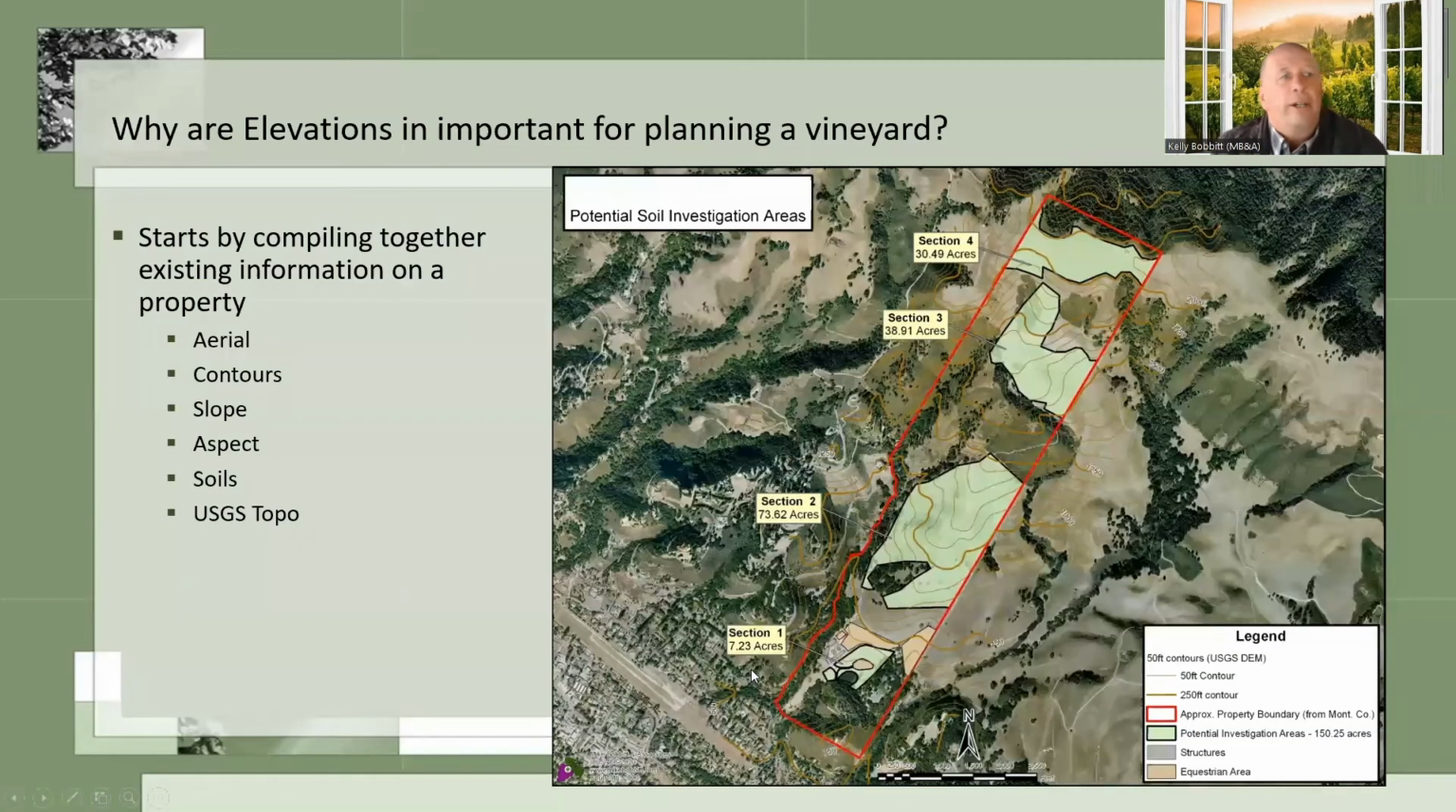So first thing, why are elevations important for planning a vineyard? Well, when we are on a project, we start by compiling all the data that we can for the area. Recent aerial photos, any contours that are available, creating slope maps, aspect maps or layers, bringing in NRCS soils data to give a feel for what soils might be found on the project, and also looking at USGS topos for things like drainages, blue lines, stuff like that, that might be significant in how the vineyard is developed or laid out.